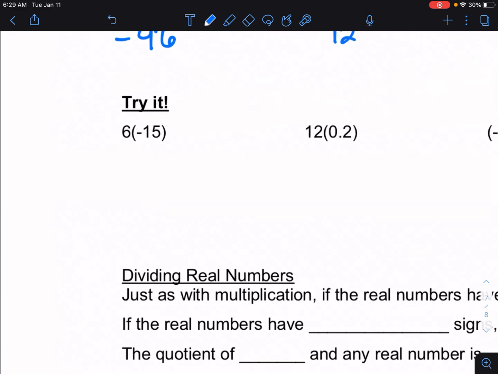Okay, let's see how you did. 6 times 15 is 90, and those were opposite signs, so your final answer needed to be negative. 12 times 0.2, think of it as 12 times 2, which is 24, and then just move your decimal in between, so your final answer there should have been 2.4.